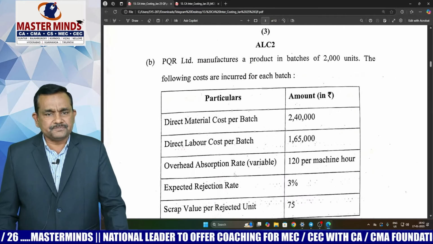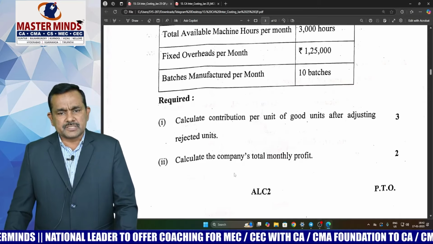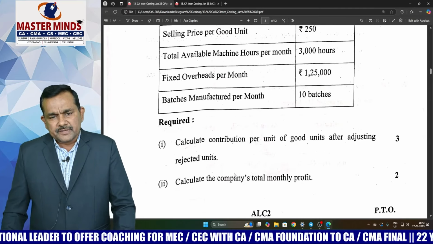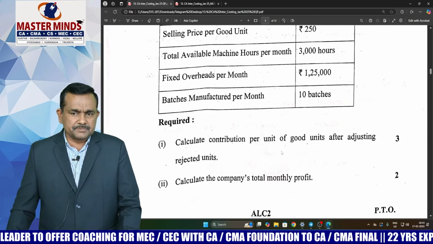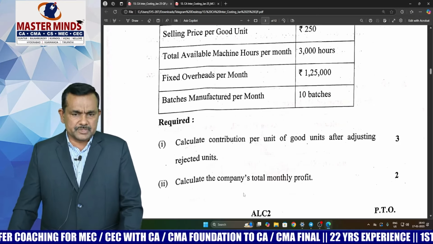Next, 1B. This is the batch costing, sir. This is the batch costing. So here also it is mixed with marginal costing, sir. Contribution per unit, simple, sir. Selling price per unit minus variable cost per unit will get the contribution per unit.